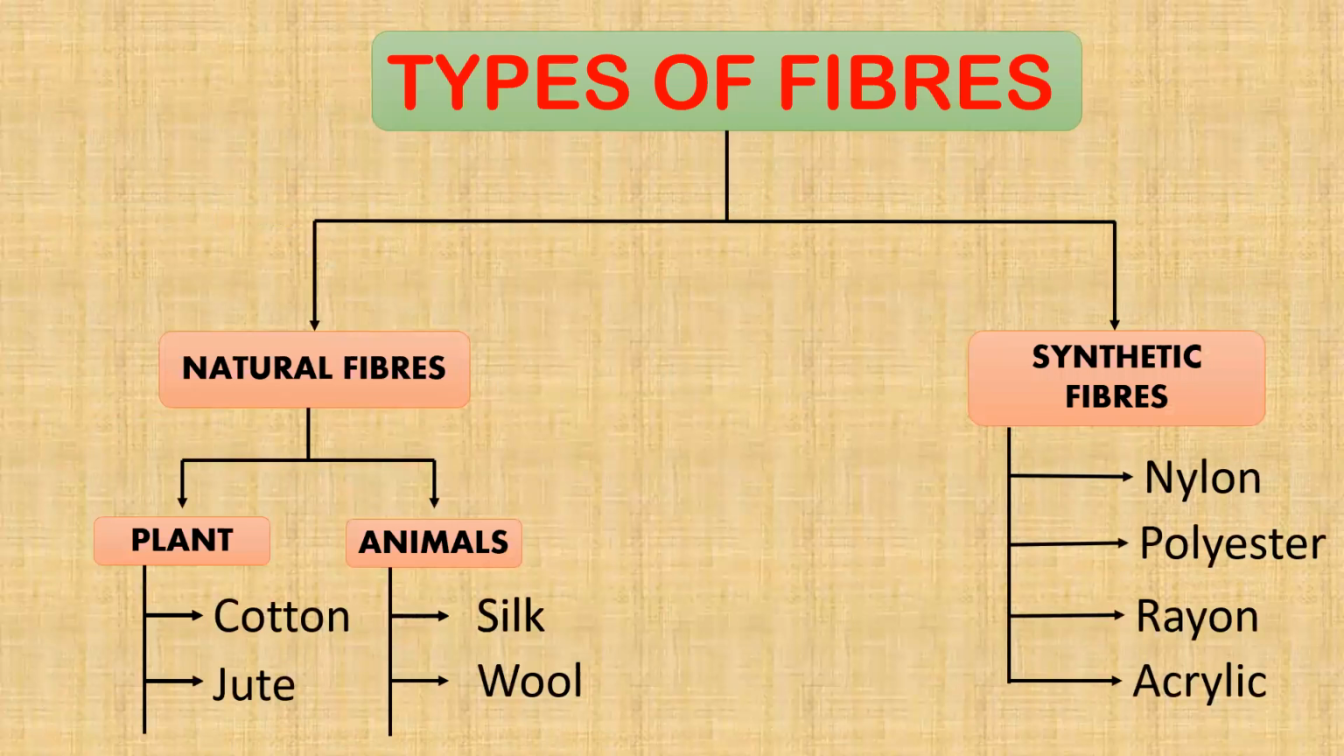Types of fibers. We have 2 types of fiber, natural fibers and synthetic fibers. In natural fibers, again, there are 2 types, plant and animal. Cotton and jute are examples of plant natural fibers, while silk and wool are examples of animal natural fibers. And on the other side, we have nylon, polyester, rayon, and acrylic, which are examples of synthetic fibers. Now let's study natural fibers and synthetic fibers in detail.